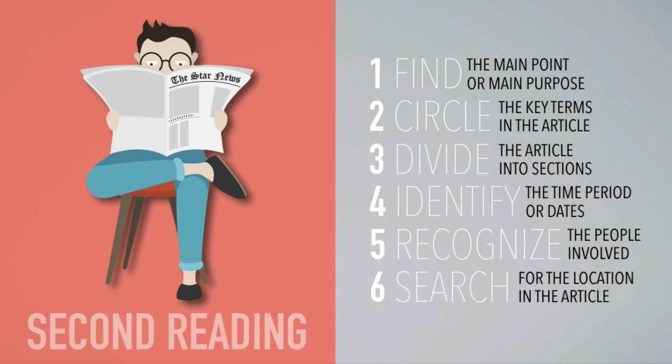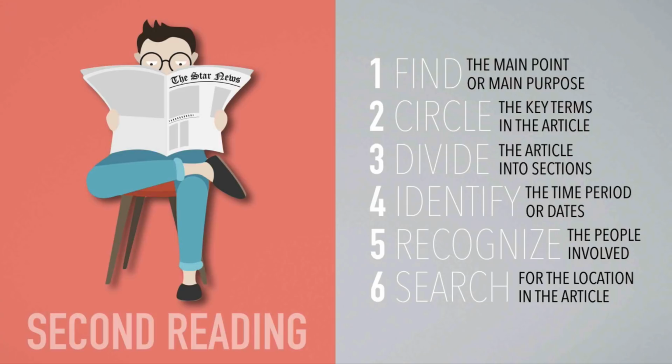Okay? Number 4, identify the time period or dates. Was this article written last year or this year or yesterday or today? And also, what time period is the article talking about? For example, is the article talking about an event that will happen next year? You need to figure out the time period. This is all during the second time you're reading the article.